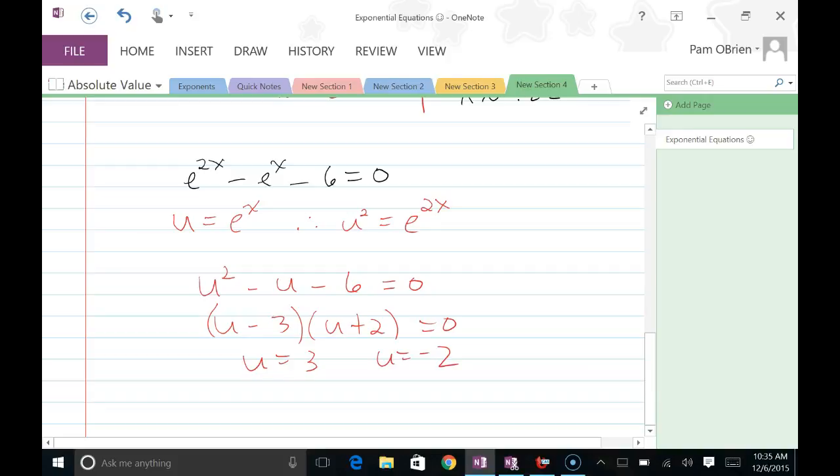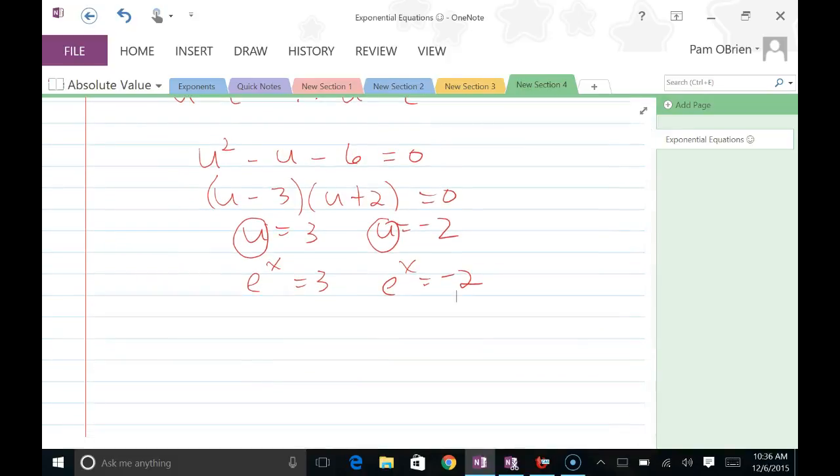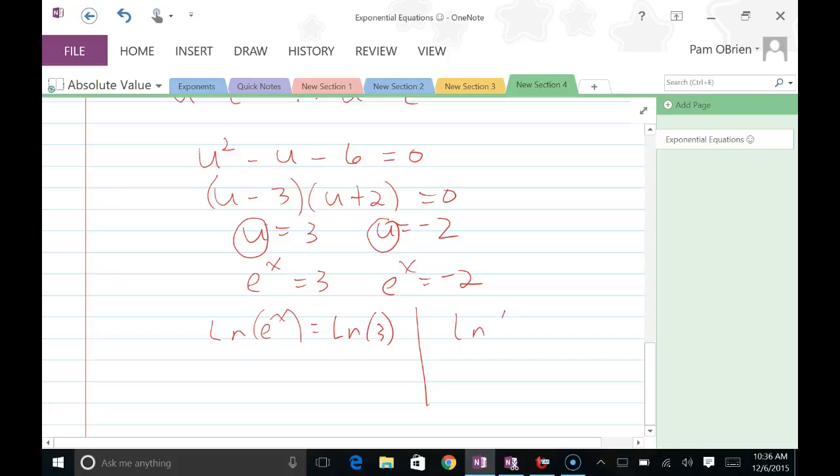However, we don't really care what u is. What we care about is x. So I'm going to replace that u with e to the x equals 3 and replace this u and get e to the x equals negative 2. Again, to solve this, I can natural log each side. And if I do that, I'm going to get ln of e to the x equals the ln of 3, and I'm going to get ln of e to the x equals the ln of negative 2. This side gives us x equals ln of 3.